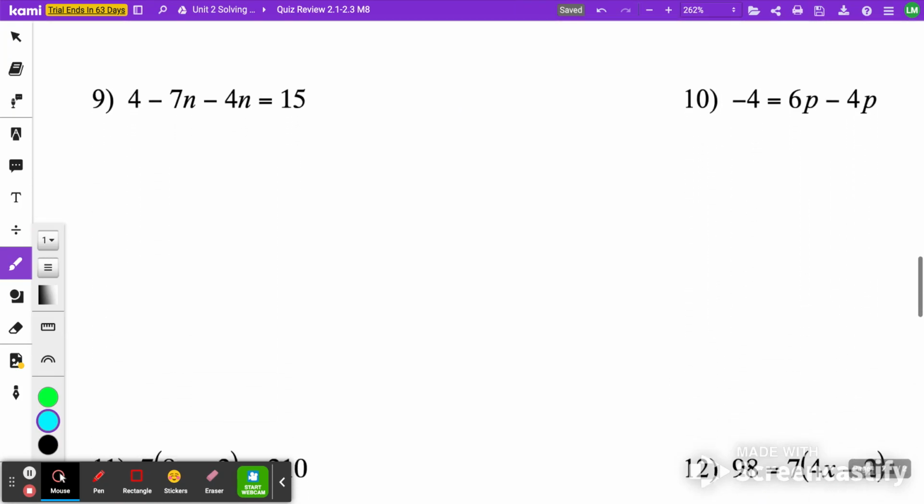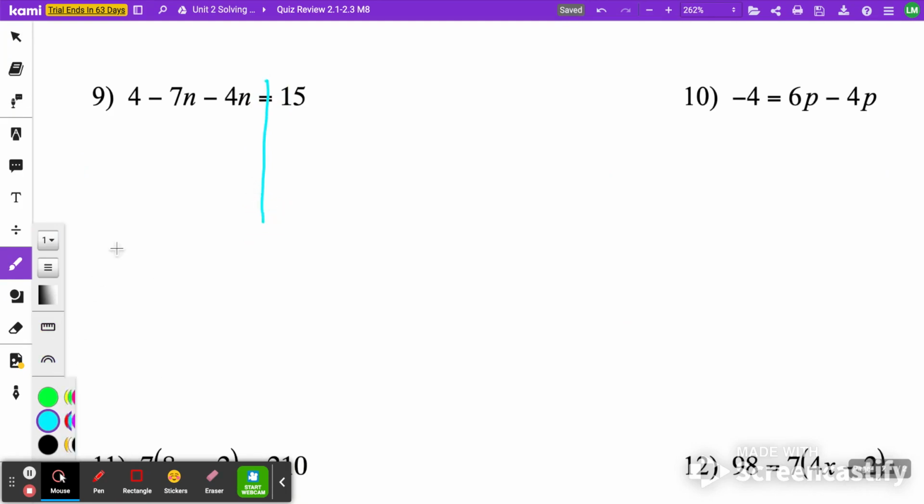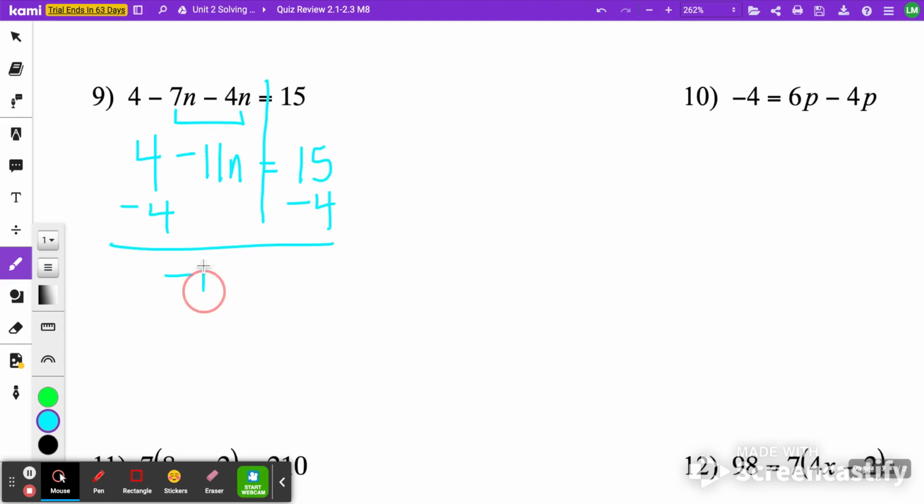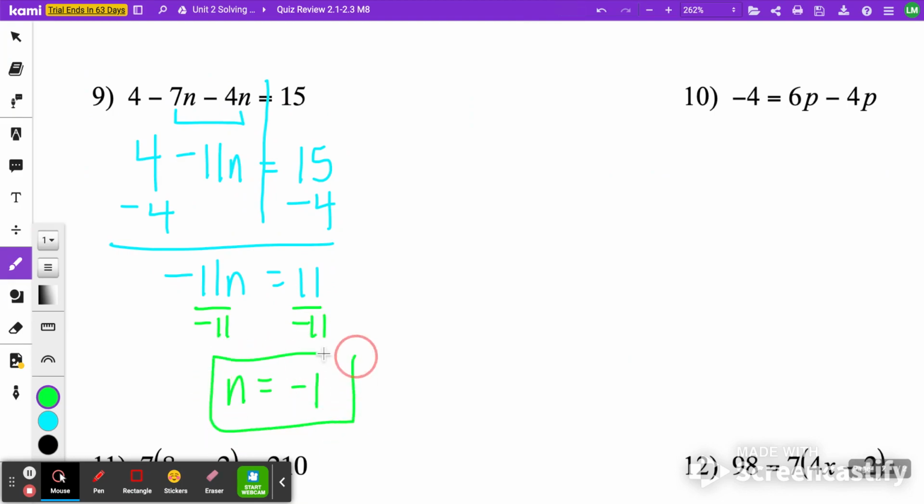Flipping over on the back for number 9, this is where we start to get a little bit more complex items. We need to combine like terms first. -7n minus 4n is -11n, so I have 4 minus 11n equals 15. I'm going to subtract 4 from both sides, so I have -11n is equal to 11. Then finally, I will divide both sides by -11, so that n is equal to -1.